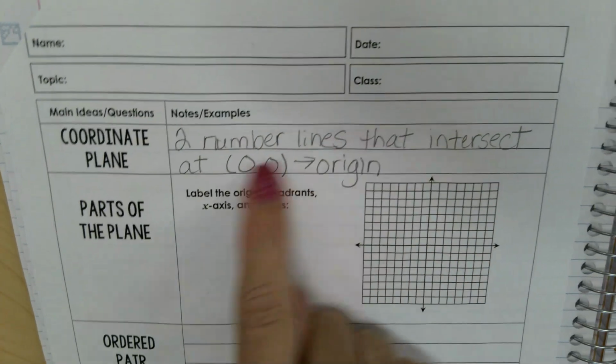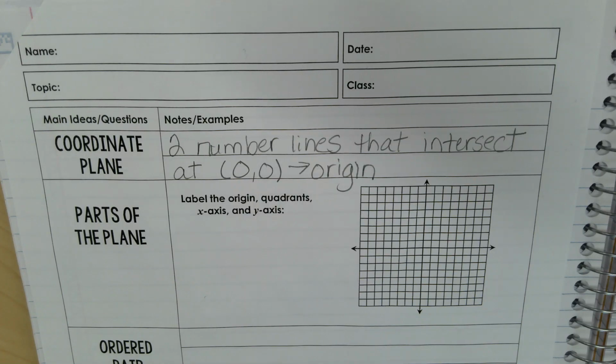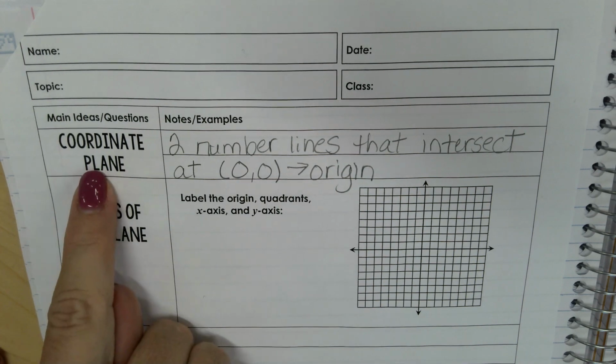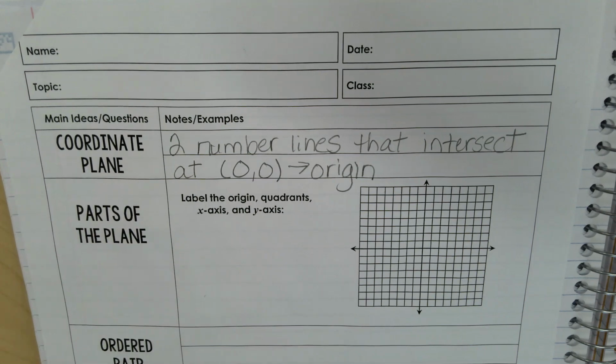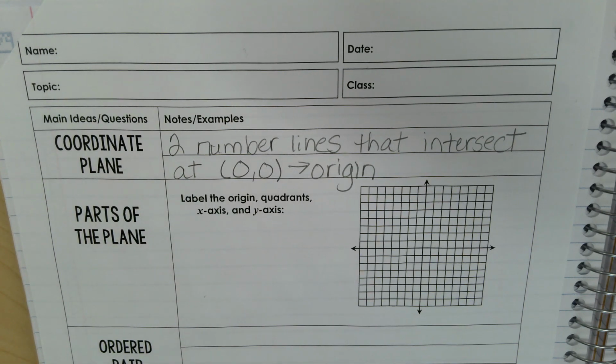Okay, so when these two number lines intersect, it divides the plane, a flat surface. You know, the plane is a flat surface. It divides it into 4 sections. The 4 sections are called quadrants. You know, quad 4, like a quad bike has 4 wheels. So, anyways, two number lines that intersect at 0, 0, dividing the plane into 4 sections.